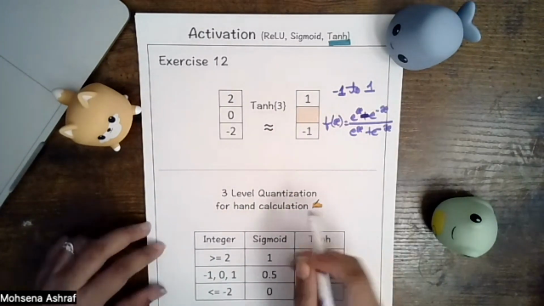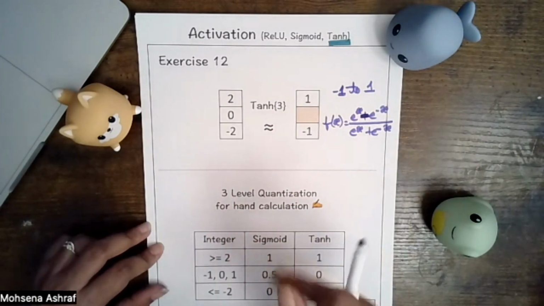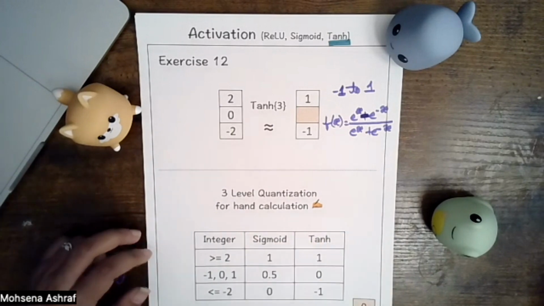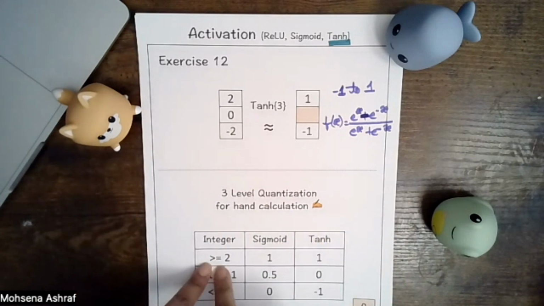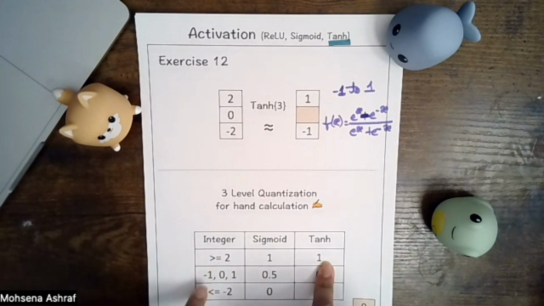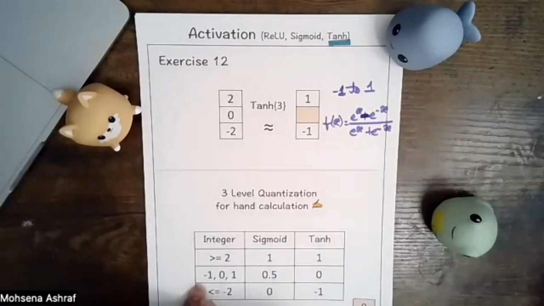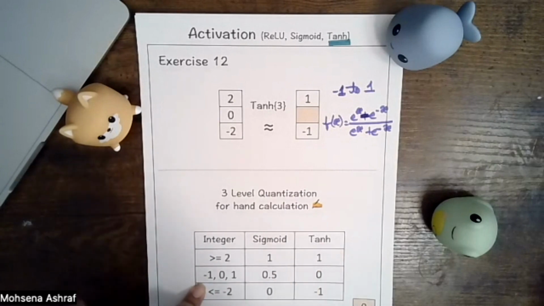So if we again do the 3-level quantization for easier hand calculation, we can range the values like this. If we get integer values greater than or equal to 2, the tanh will return us 1, which is a higher range. If we get -1, 0, and 1, tanh will give us 0, which is the midpoint.